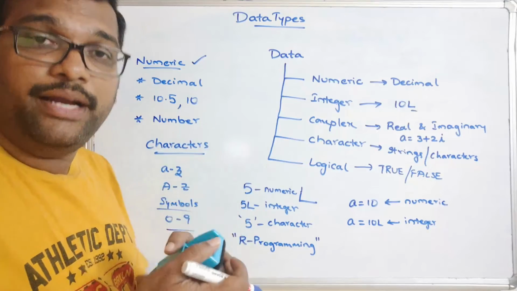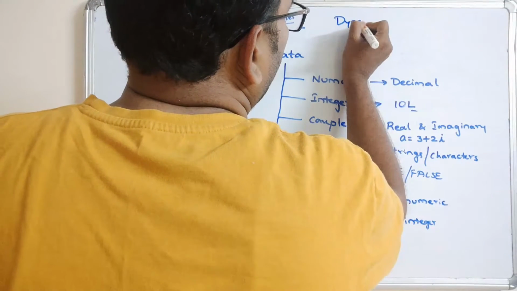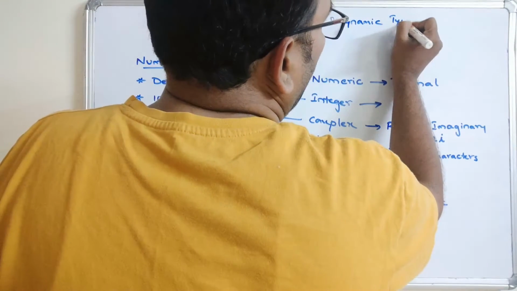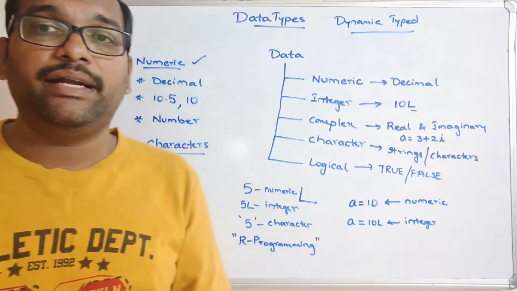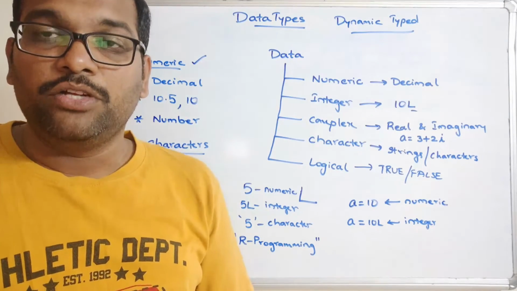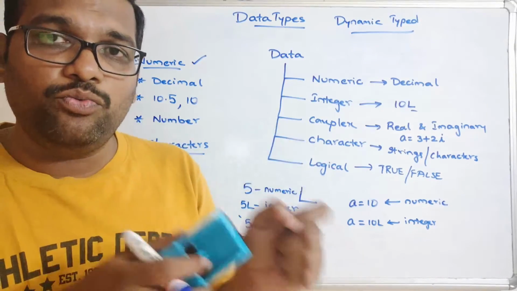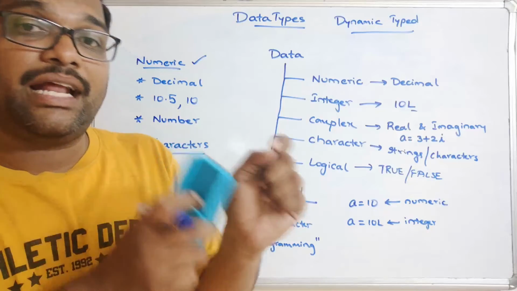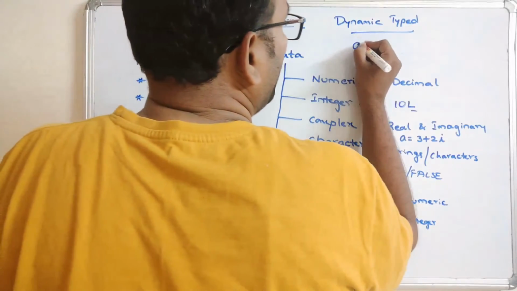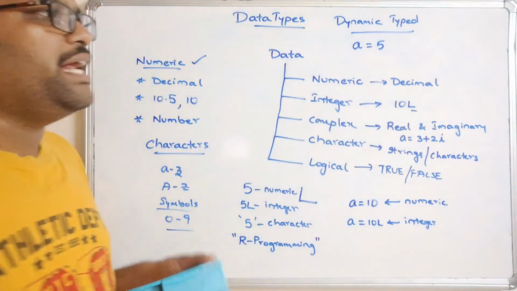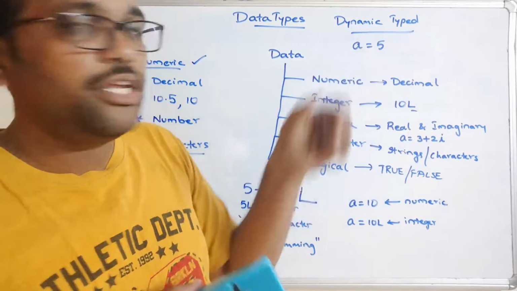One more important point is that R programming is a dynamically typed language. So what is dynamic typed? It means we need not declare any variable explicitly. We can directly assign a value to the variable, and based upon the type of value we assign, the data type will be assigned to that variable. For example, if A is equal to 5, what is the data type of A? Here the data type of A is numeric, because 5 is a numeric value.